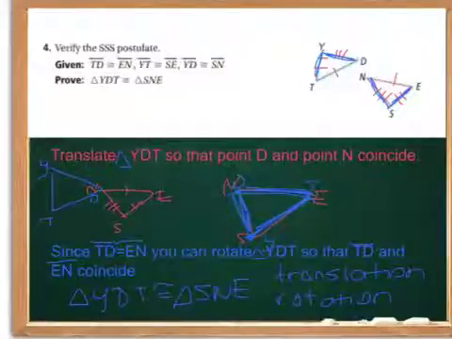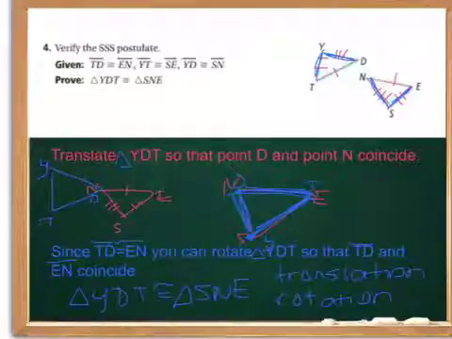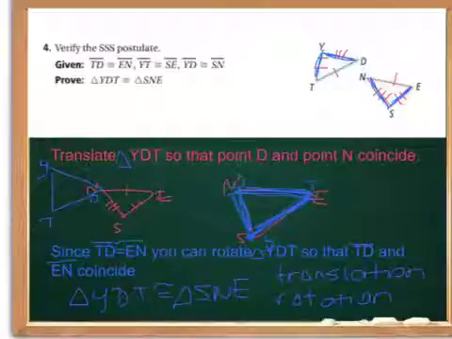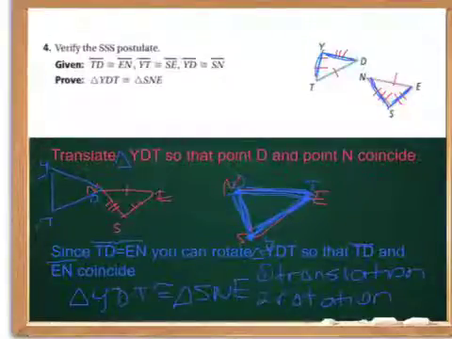Because we were given three sides, there are transformations, rigid motions specifically, that can be done so that all of the sides perfectly coincide and we can show that the two triangles are congruent by first a translation and then a rotation.